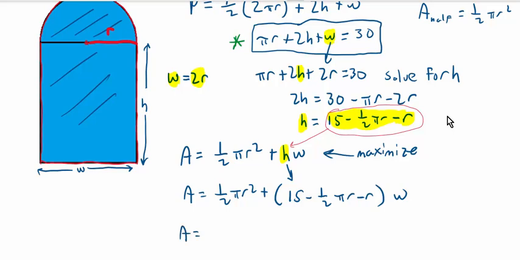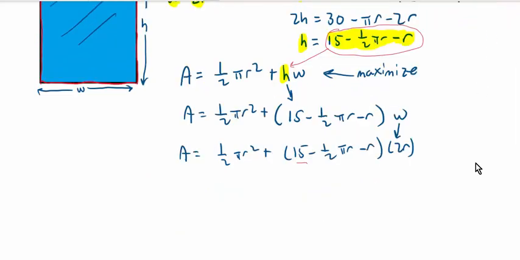And I still have too many unknowns in my problem, but remember, I still know that w is equal to 2r, and then replacing w with 2r, now I only need to distribute the 2r to the three terms in the parentheses. That would give me 30r. When I multiply the 2r by the 1/2 pi r, the 1/2 and the 2 simplify down to be 1, and I'm just left with subtract pi r squared.